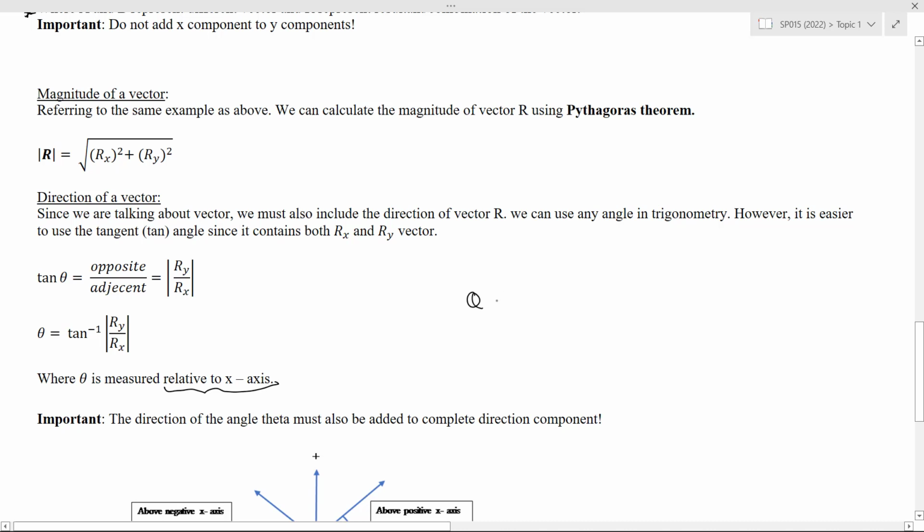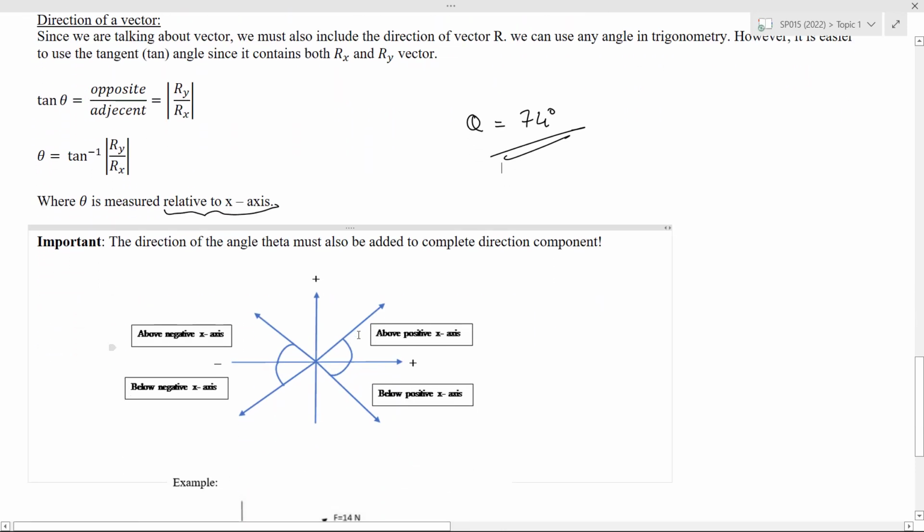If you dapat tadi angle dia 74 degree tadi, you tulis macam ini, tak lengkap. You mesti lengkapkan dia dengan ini. Is it above negative x-axis? Is it below negative x-axis? Is it above positive or below positive x-axis? Simple je macam mana nak tahu dia above or below. Above ni maksudnya angle dia muncul dekat atas. Nampak tak? Dia muncul dekat atas x-axis ni. Below ni dia muncul dekat bawah x-axis ni.